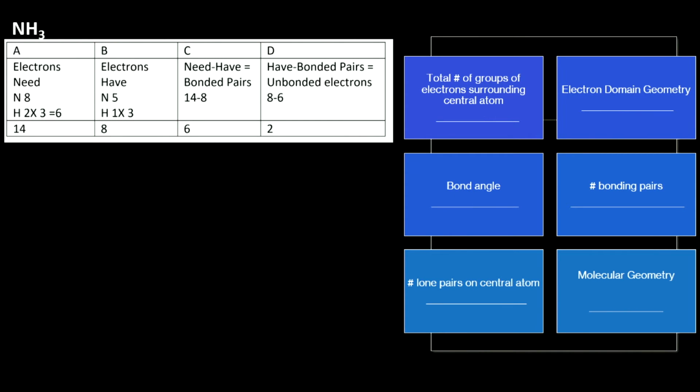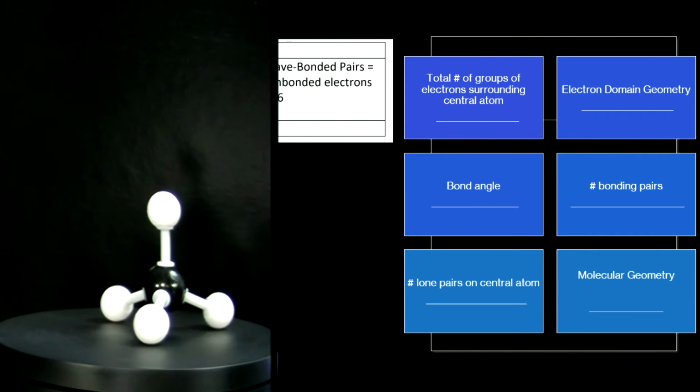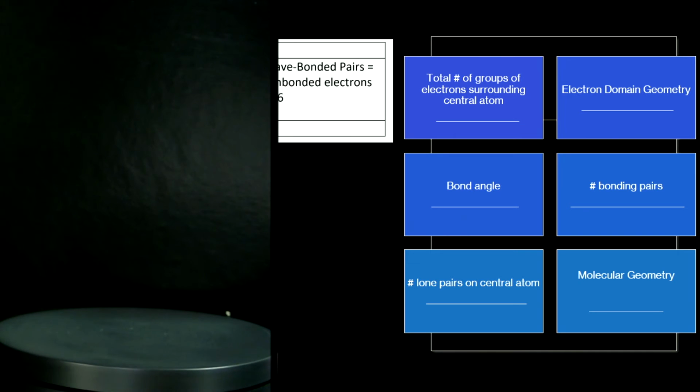So let's have a look at NH3. Here NH3 is nitrogen trihydride, also known as ammonia. Nitrogen will be in the center. Hydrogens are always on the outside. There's going to be a lone pair on top of nitrogen. So looking at a model of ammonia.